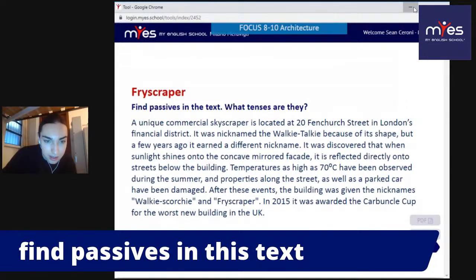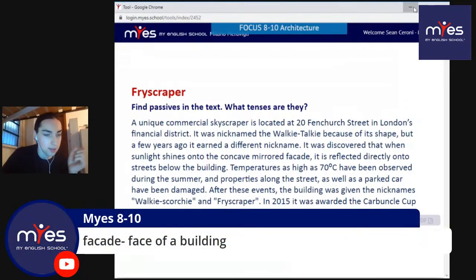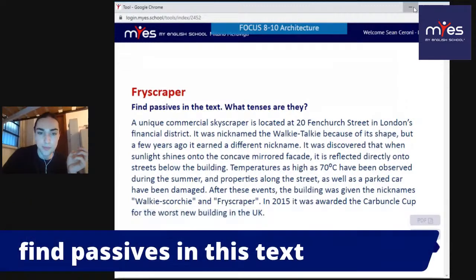I think a very important word that we had here is facade, which is a French word, the face of a building. So you describe the facade, the face, the front of the building.